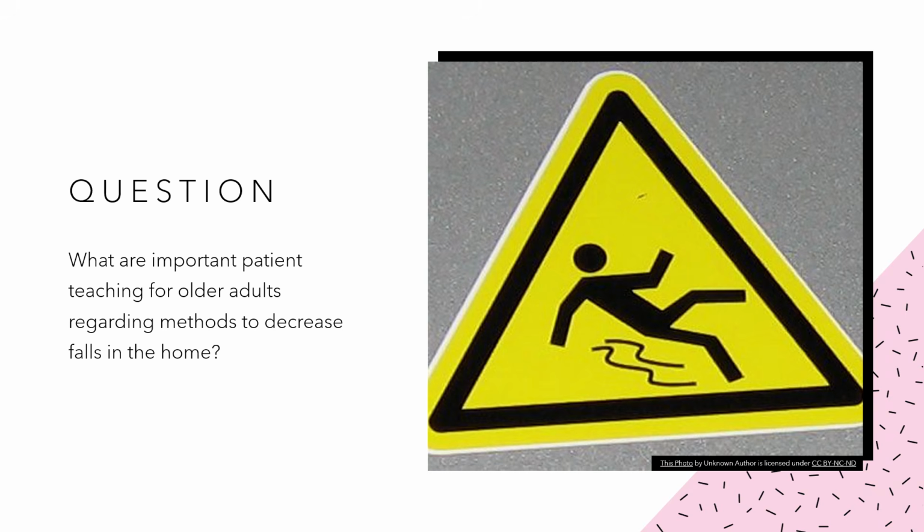So, what are some important patient teaching for older adults regarding methods to decrease falls in the home? Well, let's talk about removing trip hazards, scatter rugs, cords, clutter, improving lighting using night lights, installing grab bars in the bathroom, wearing non slip shoes, using assistive devices correctly, such as canes or walkers, and keep needed items within reach.